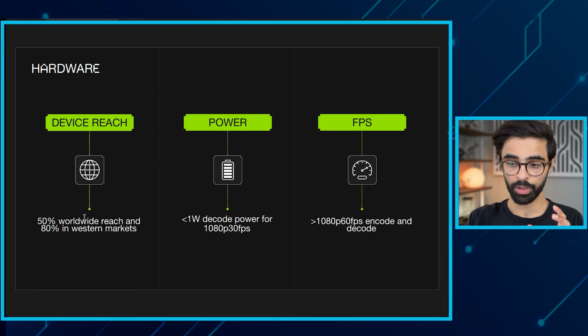More concretely on hardware, AI-based codecs to this day, and DeepRender to this day, have achieved the following. The device reach of AI-based codecs is 50% worldwide and 80% in Western markets. The power is less than a watt for 1080p 30fps, which gives you a very long playback time. And the frame rate can be above 60fps for encode and decode. So these are codecs that work very well in production, are efficient and reliable.